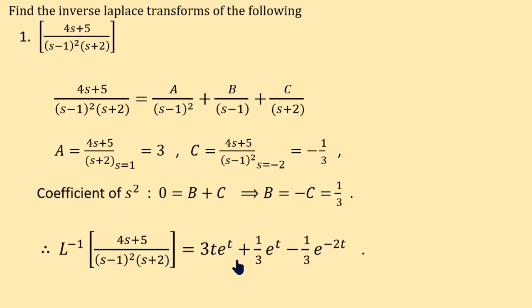that is L inverse of 3 by (s minus 1) whole square, plus b is 1 by 3 and L inverse of 1 by (s minus 1). So that is e power at, e power 1t, plus c is minus 1 by 3. L inverse of 1 by (s plus a) is e power minus at. Therefore e power minus 2t. So this is how we can find the L inverse of (4s plus 5) by (s minus 1) whole square into (s plus 2). So this is partial fraction method. So it's very simple logic. Please go through this once again and try some other problems also.